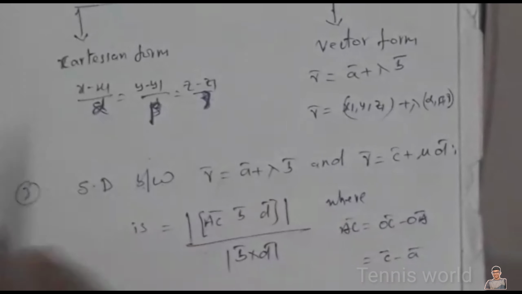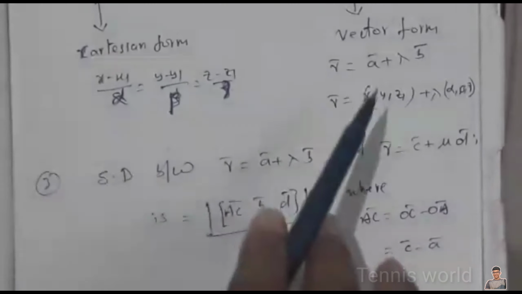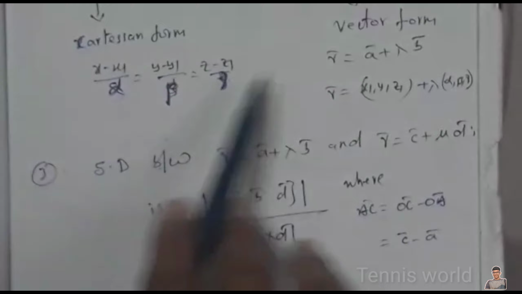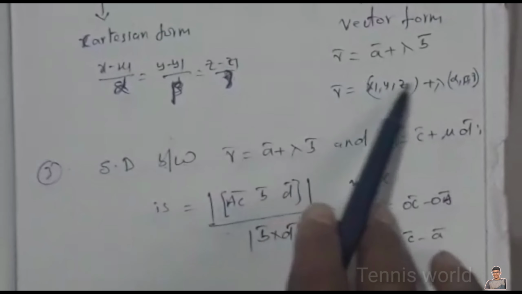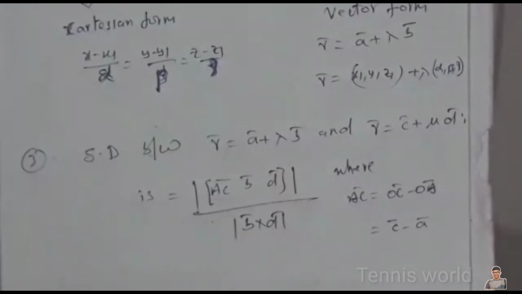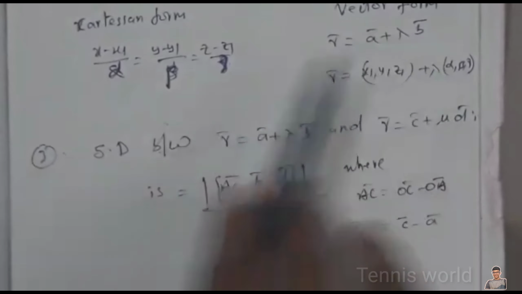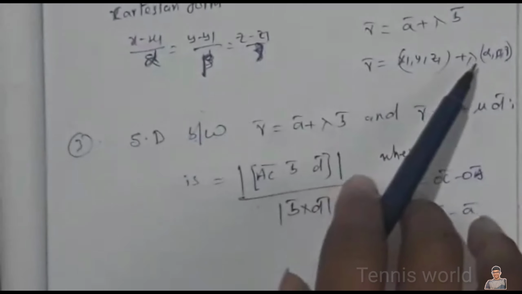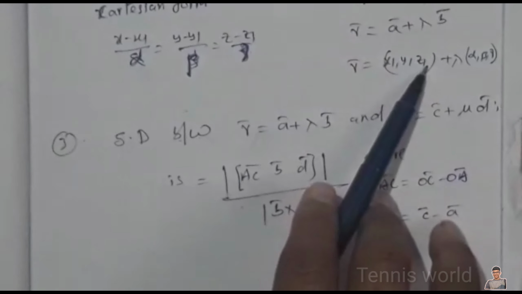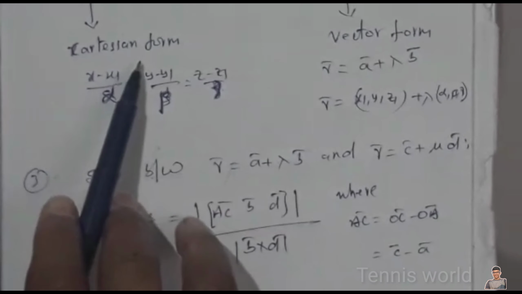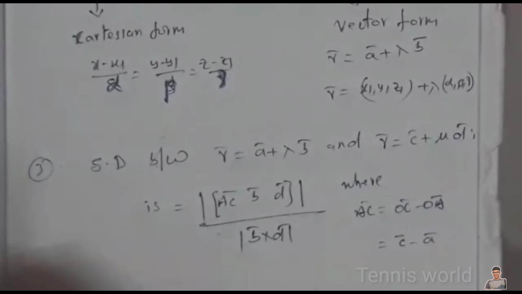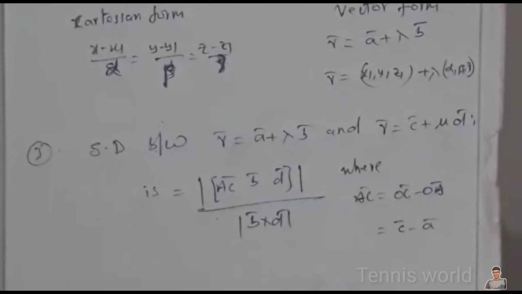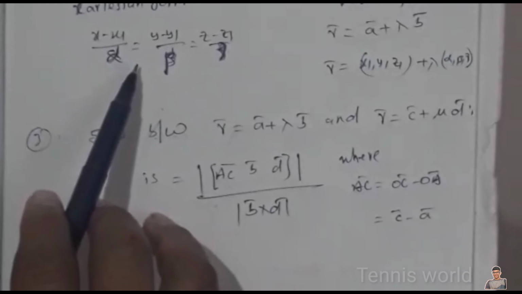R bar is equal to, what is the first point here? X1, Y1, Z1. Take the first point as X1, Y1, Z1 plus lambda into the downside values, so alpha, beta, gamma, in the second bracket. The first bracket means the X1, Y1, Z1 value, and the second bracket means alpha, beta, gamma. So R bar is equal to the point X1, Y1, Z1 plus lambda into alpha, beta, gamma. This is the way to write the Cartesian form of the line into the vector form. So the vector form of the line will be R bar is equal to A bar plus lambda B bar. Everybody should learn how to convert the Cartesian form into the vector form.